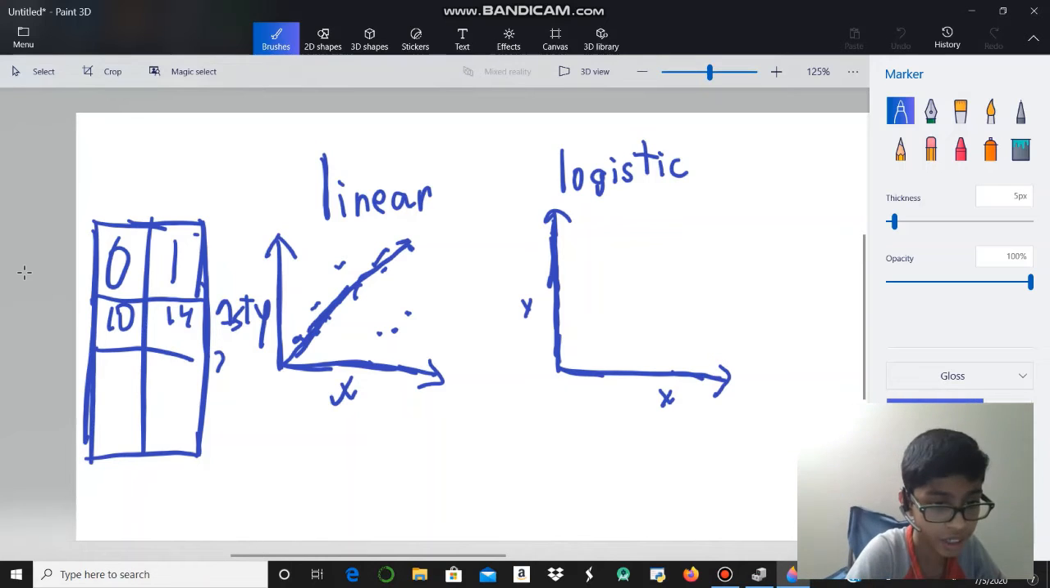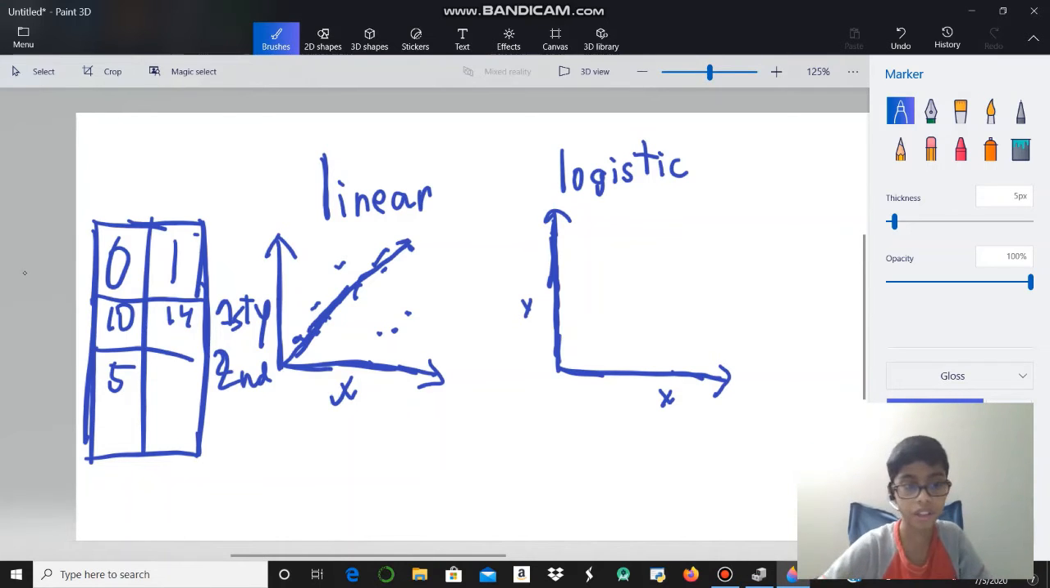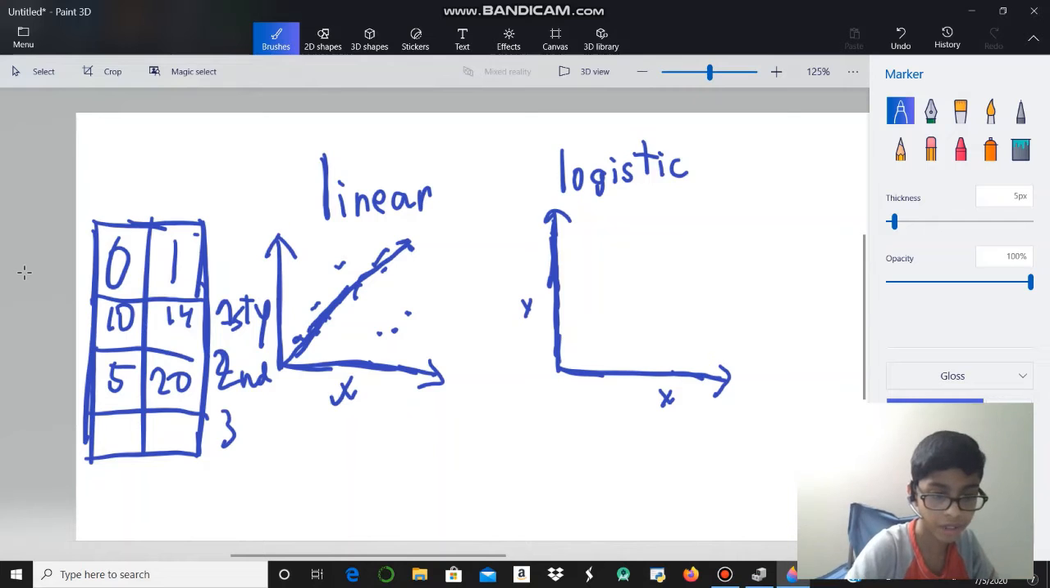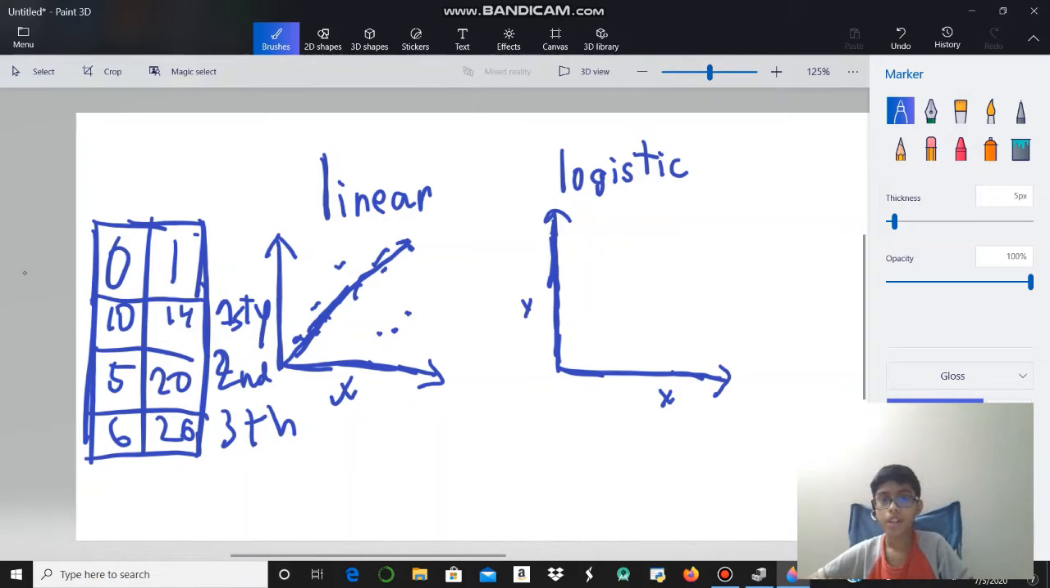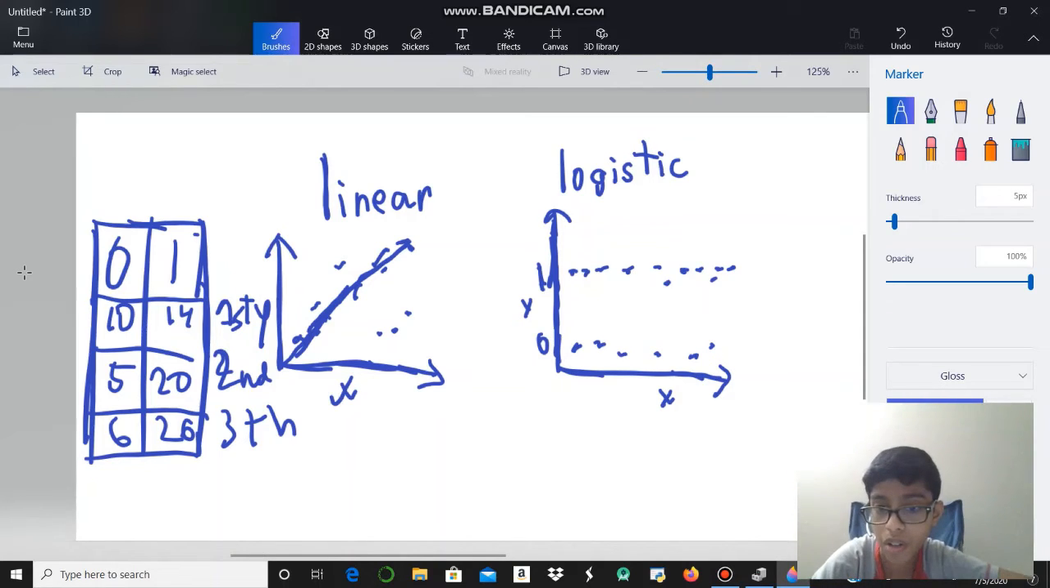Now let's do second grade over here. Let's say that 5 people did not like broccoli, but 20 people did. Finally, third grade. Let's say that 6 people did not like broccoli, but only, let's say, 20 people liked broccoli. But how would you plot this on a graph? If you were to plot it, it would look something like this, right? Or something similar to this graph.